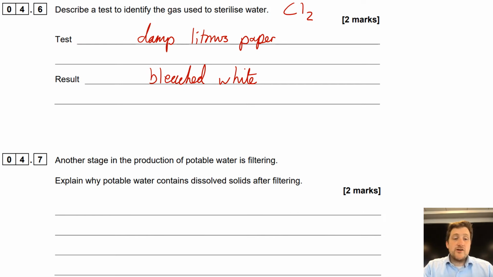Our next question, another stage in the production is filtering. Well, you should know what filtering means, okay? But this is a slightly different take on it. Explain why potable water contains dissolved solids after filtering. Well, dissolved solids are dissolved in the water, and filtering removes solids. Not dissolved solids, but actual solids. So it's slightly different, okay?